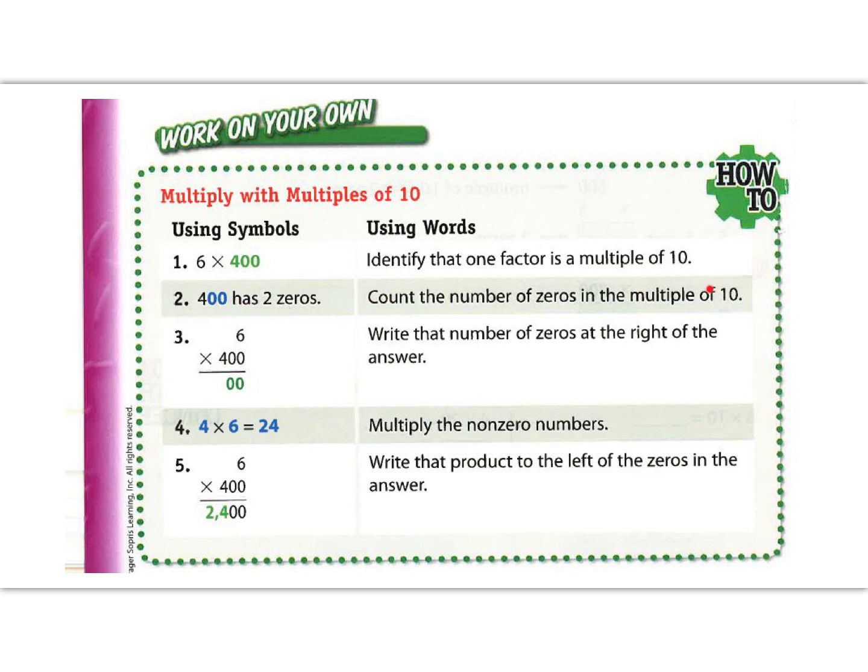So you count the number of zeros in the multiple of 10. And then you write the number of zeros at the right of the answer. So we have 0, 0. And then you multiply the non-zero numbers. 4 times 6 is 24. And then you write that product to the left of the zeros. So then your answer is 2,400 for that problem.